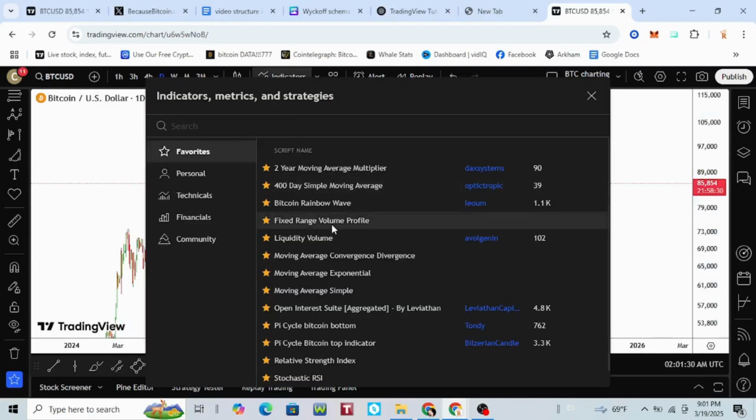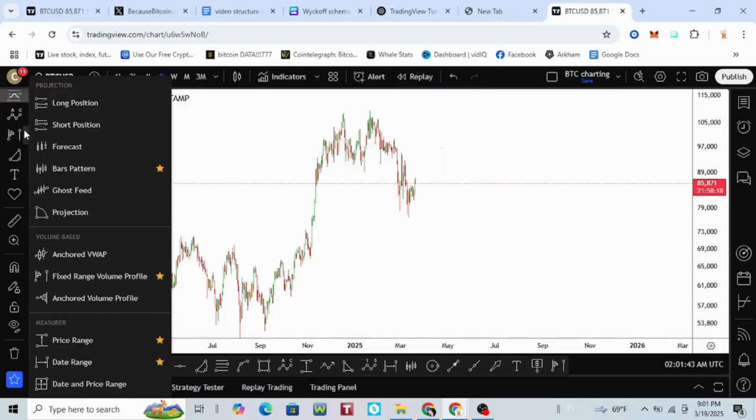So that's what the fixed range volume profile would be, but it will automatically do it for you. You can't have multiple ranges up there. That's why the tool is actually better than anything, and you can find it right up over here under the projections, volume based, which will be right here, the fixed range volume profile.